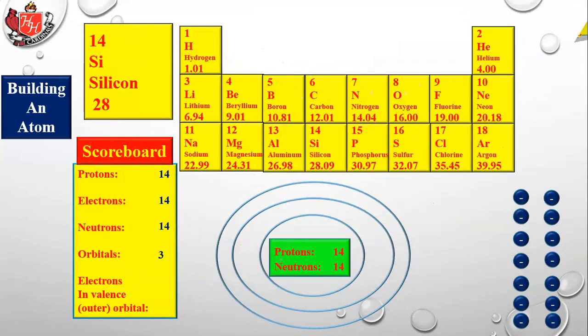Before we actually count the electrons in the valence orbital, we could do that right now. We're going to go ahead and just place the electrons. And I'm going to show you a particular order or way that I want you to do that. So we're going to go ahead and start placing electrons.